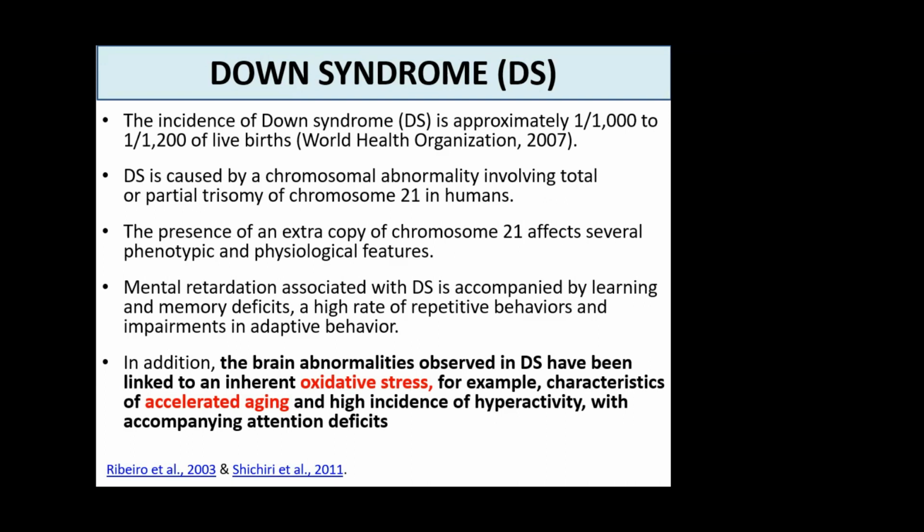Mental retardation associated with Down syndrome is accompanied by learning and memory deficits, a high rate of repetitive behaviors, and impairments in adaptive behavior. In addition, the brain abnormalities observed in Down syndrome have been linked to an inherent oxidative stress again. For example, characteristics of accelerated aging and high incidence of hyperactivity with accompanying attention deficit. So you can see the common factor coming out, oxidative stress.